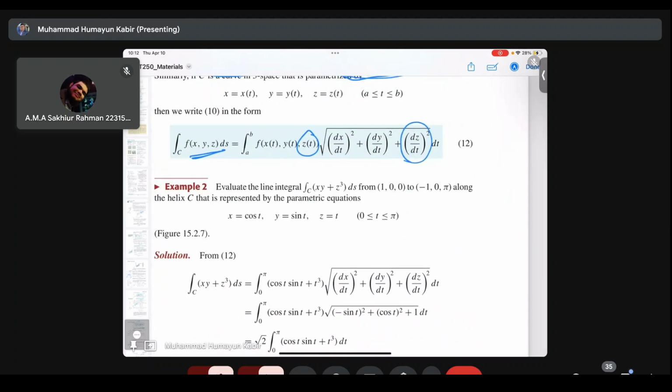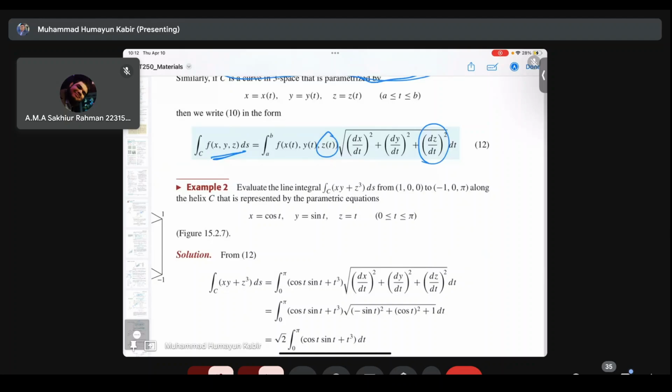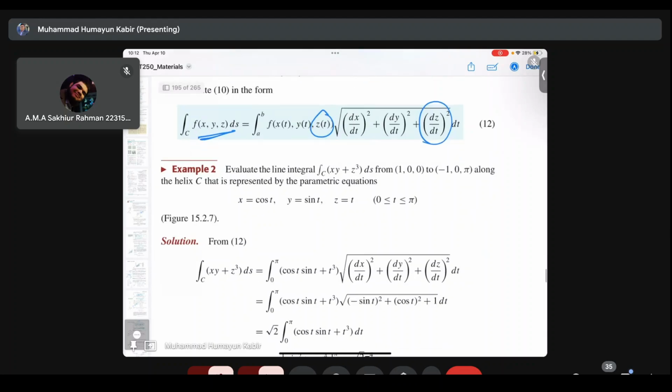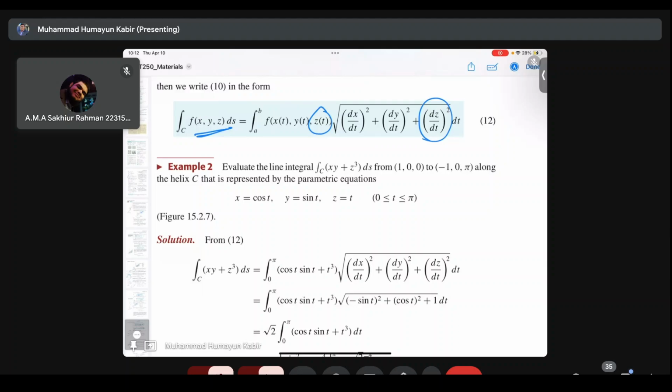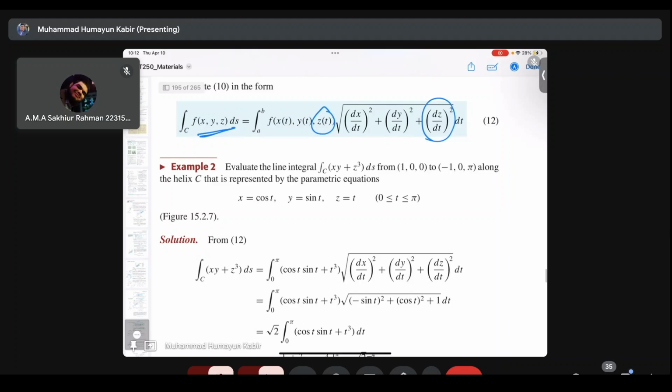I want to show a simple example, then I'll move to the exercise. Look at here. If you have any question, you can ask me. Is there any question? No? Okay. So look at here.